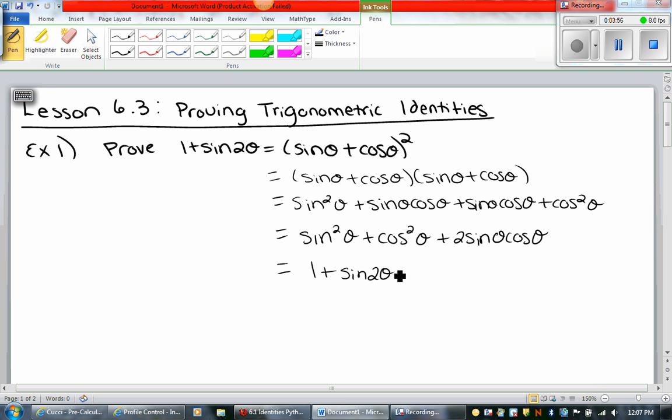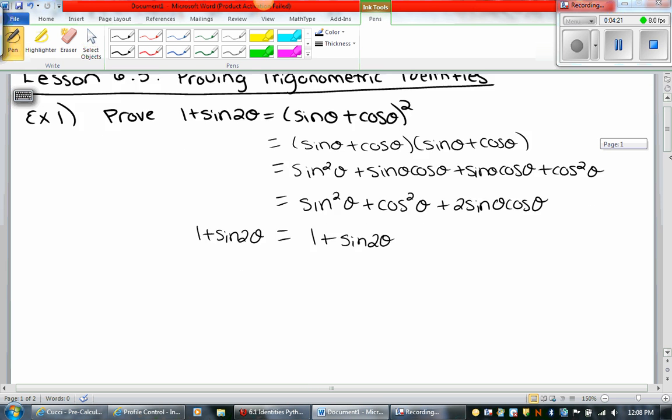Okay. So now the goal was to get 1 plus sine 2 theta. And what we've done is we have made it so that both sides of this equation are the same. Okay, so we just proved the identity. All right, so let's try another one.